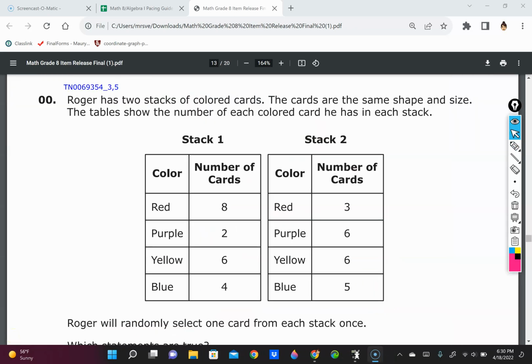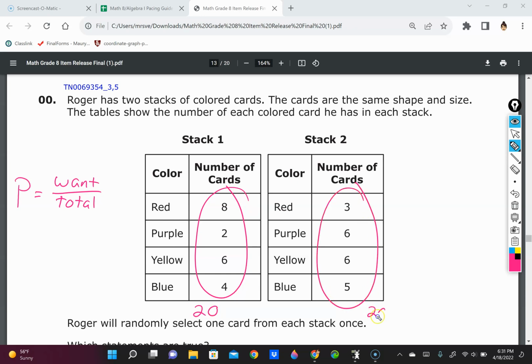Roger has 2 stacks of colored cards. These cards are the same shape and size. The table shows the number of each colored card he has in each stack. Remember, probability is what you want over the total amount of cards. There are 20 cards in stack 1, and there are 20 cards in stack 2.